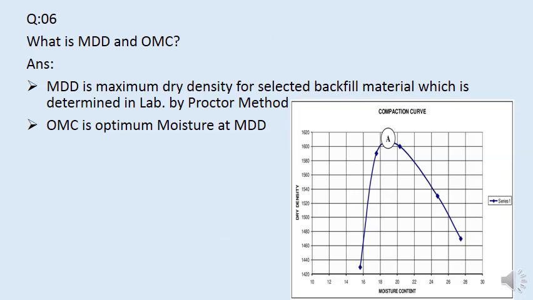Question number 6. What is MDD and OMC? MDD is maximum dry density for the selected backfill material, which is determined in the laboratory by the Proctor method, and OMC is the optimum moisture content.